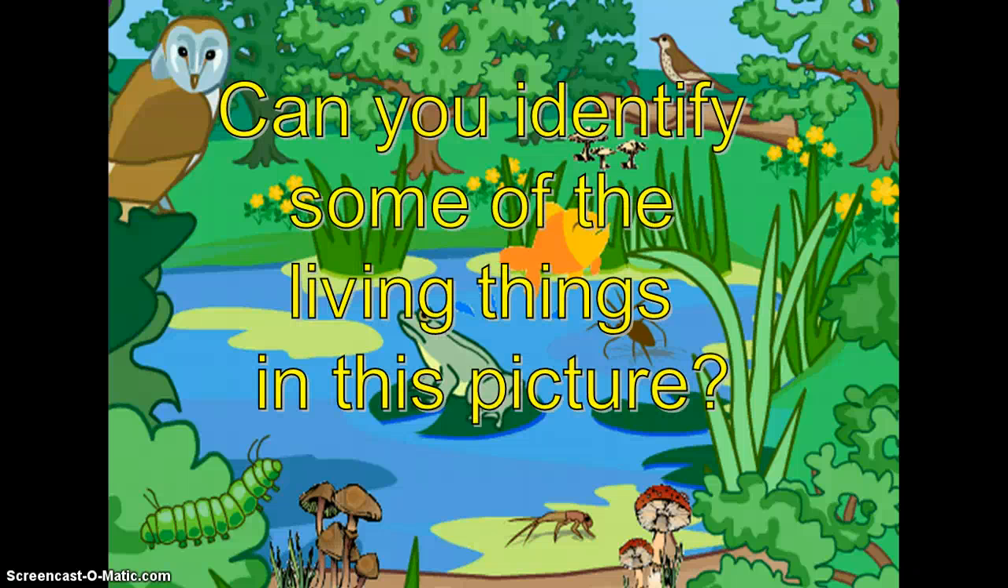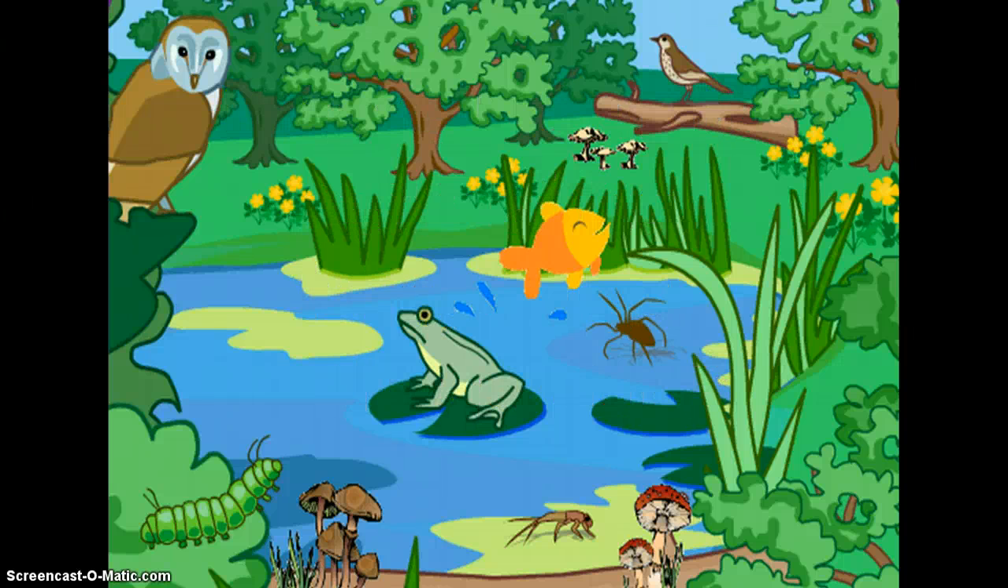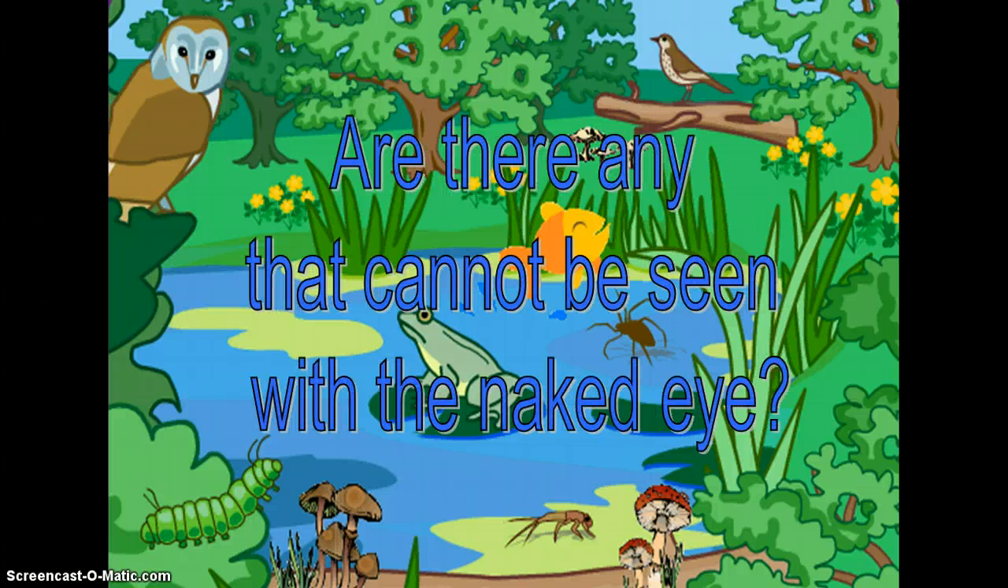So looking at this picture, you can identify a lot of things that are living, but you have to think, are there things that can't be seen with just your eyes? A long time ago, they didn't realize that there were organisms that were microscopic and couldn't be seen. So it makes sense that the older scientists like Aristotle just had to divide organisms into plants and animals.